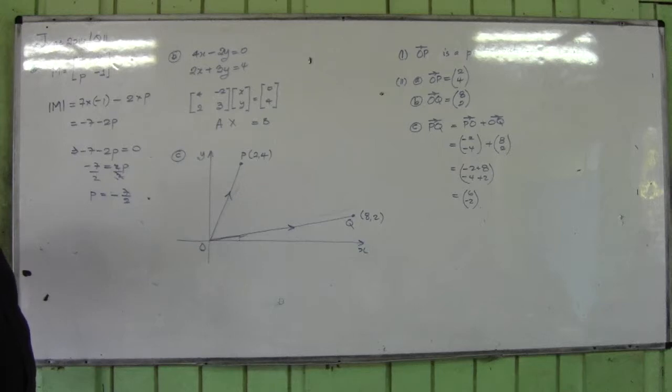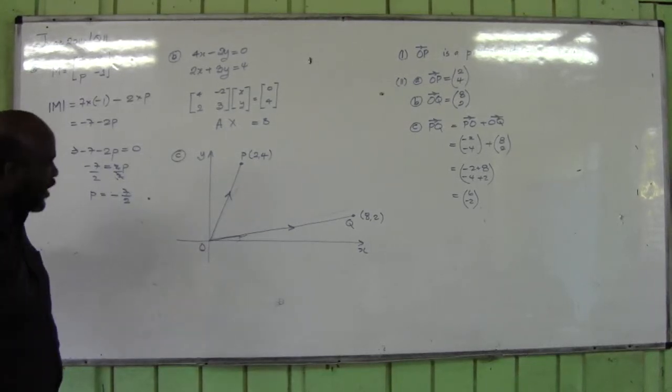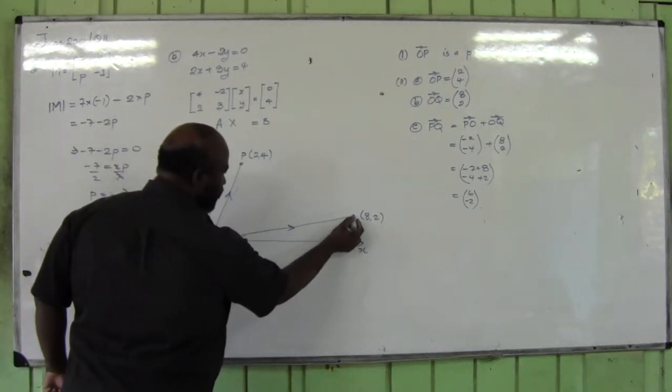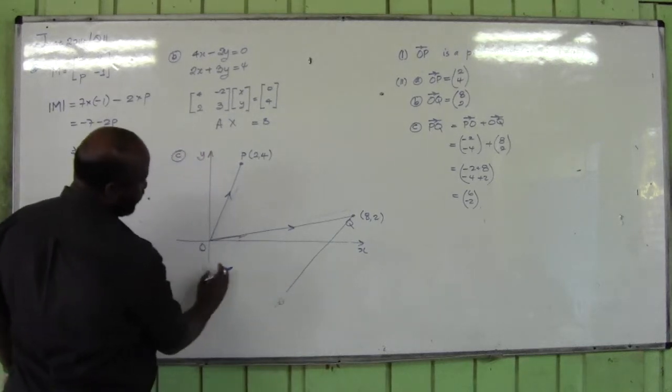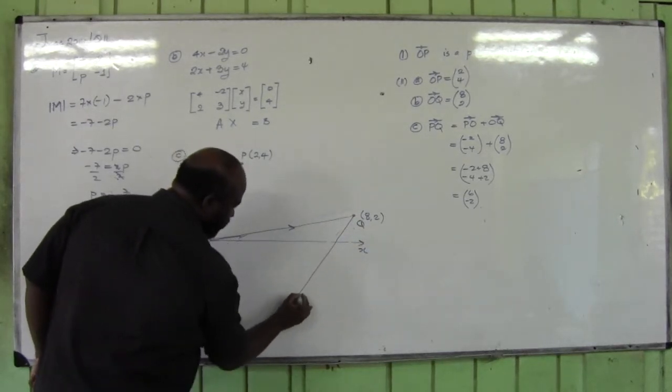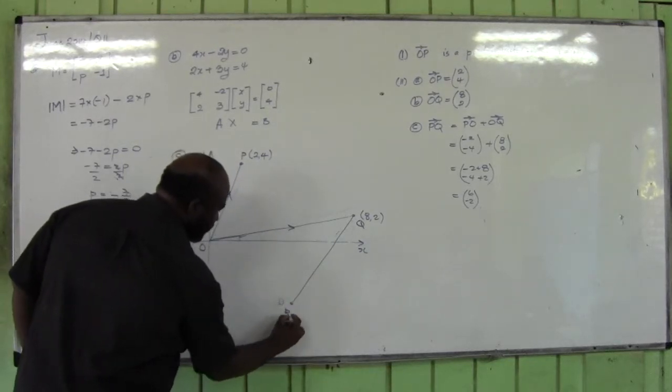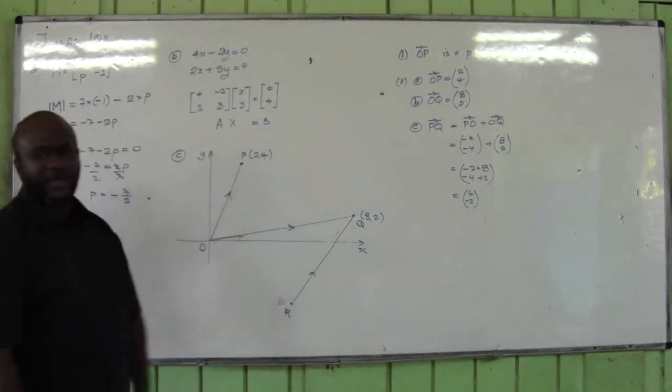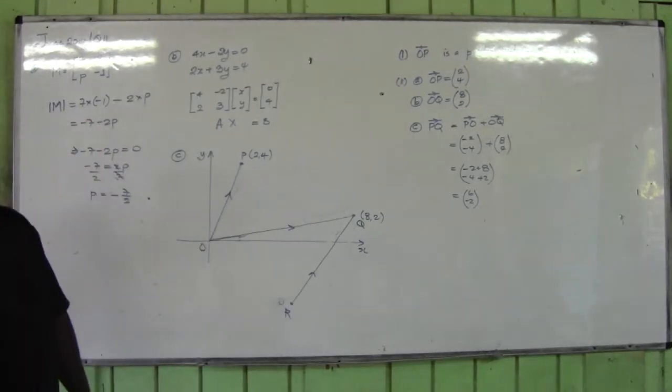Given that OP is equal to RQ, determine the coordinates of R. We're told that OP and RQ are the same vectors, and we're asked to determine the coordinates of R.